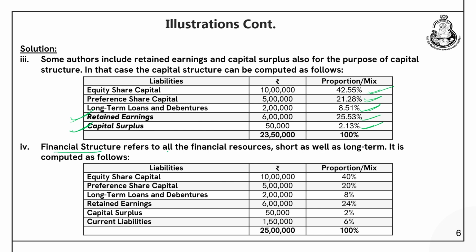Finally, the financial structure refers to all the financial resources, whether we are talking about short term as well as long term. In capital structure, we did not include the short term, that is the current liability, but in financial structure, we will include the current liability also. So, it again talks about the proportion or the mix. Here the equity share capital consists of 40%, preference share capital 20%, long term loans 8%, retained earnings 24%, capital surplus 2%, and we have included the current liability, that is 6%. Entire this consists of 100%, right.